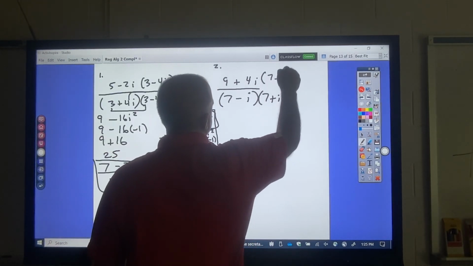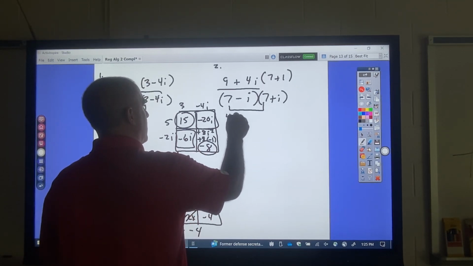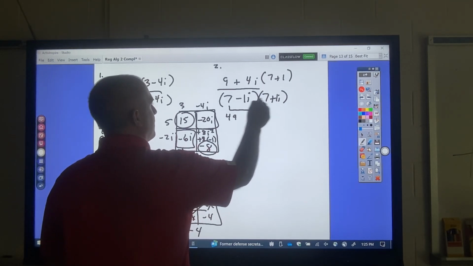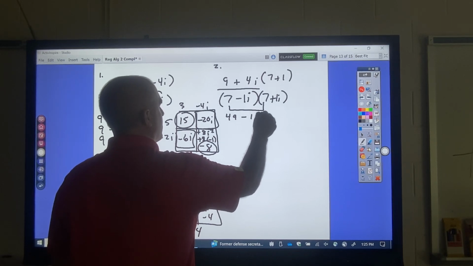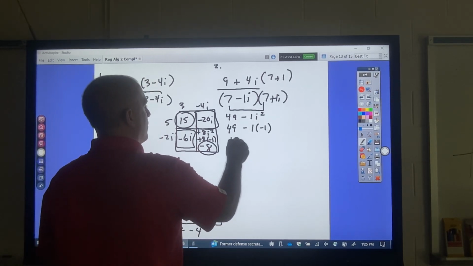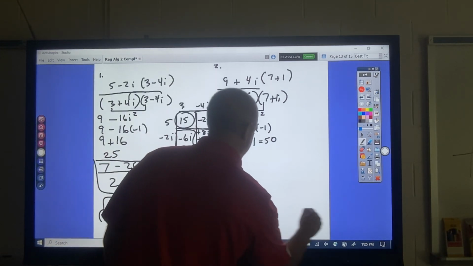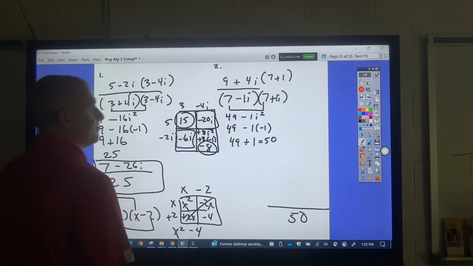7 plus i. Okay? So I can multiply 7 times 7 is 49. Those are 1s. Negative 1 times negative 1 is negative 1i squared. All right? i squared is negative 1. So negative 1 and negative 1 would be positive 1, which is going to give me 50. So this goes on the bottom.